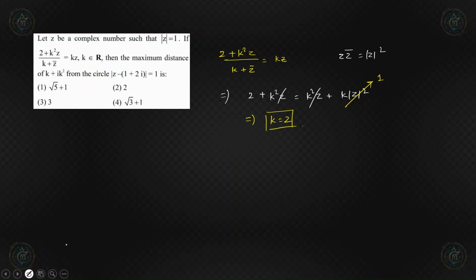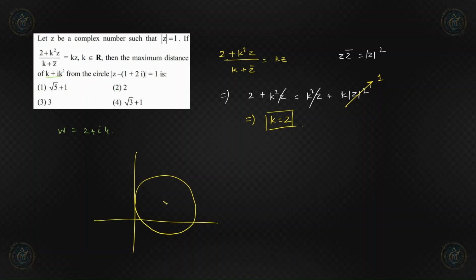So from here we can find this complex number easily, k plus iota k square. Let's call this w. Okay, w becomes 2 plus iota times 4. So if we consider this circle geometrically, it is centered at the point (1, 2) and it is of radius 1. So (1, 2) means this circle touches the y axis. This is the point (1, 2), and this is the point (2, 4), so somewhere here.